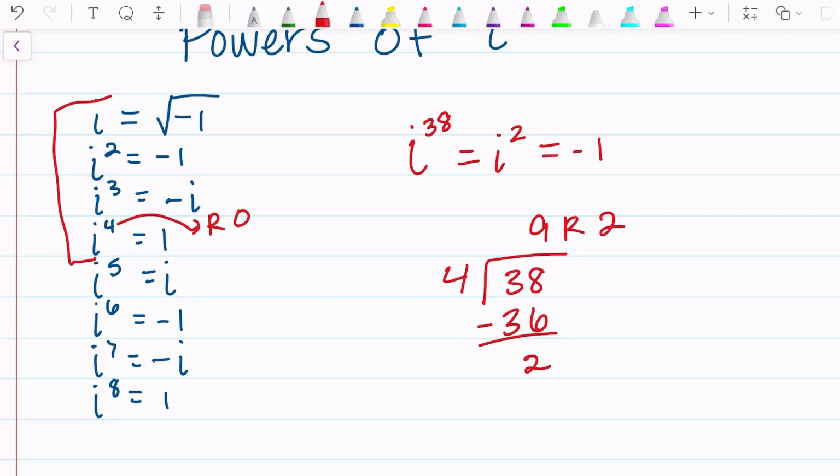And again, it's because I could have written it out as i to the 4th 9 times, and then i squared on the end. So whatever your remainder is becomes your power. All right, and then you just use those that we already knew.